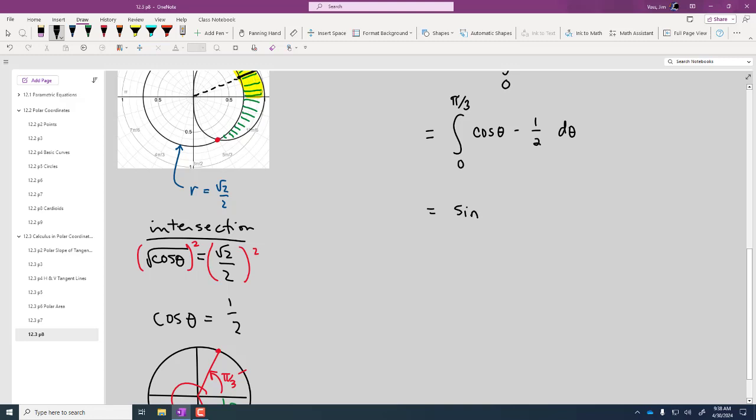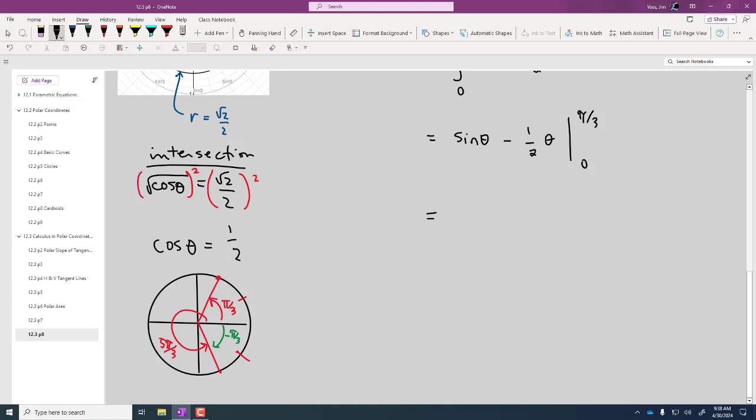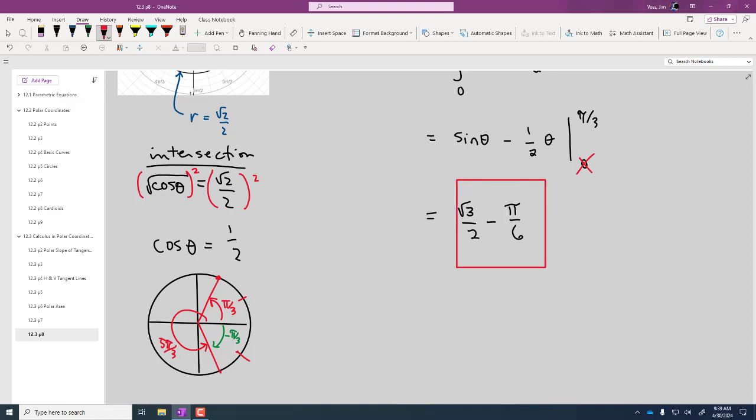This is a pretty easy integral to integrate. We integrate cosine, we integrate this constant, and we're going to go from 0 to pi over 3. Sine of pi over 3 is root 3 over 2. Minus, plugging pi over 3 in there is going to give a pi over 6. And then if we subtract 0, 0 is not going to contribute anything. Sine of 0 is 0. 0 times 1/2 is 0. So there is our answer. You could turn it into one fraction if you want, but it's not going to matter. Either way is fine.